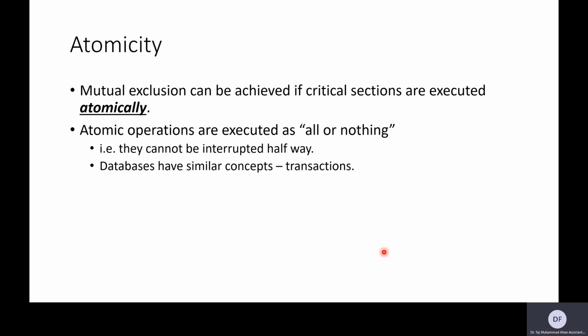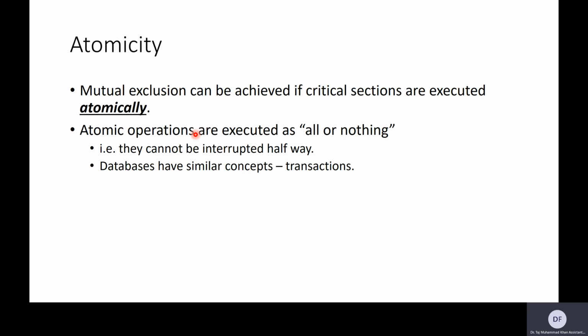Atomicity basically means atomic operations are either executed in full or they are not executed at all. They cannot be executed in half, where half of the operation has been done and half has not. Okay? So this is not possible in atomic operations. To achieve mutual exclusion, we should make sure that our critical sections are executed atomically.